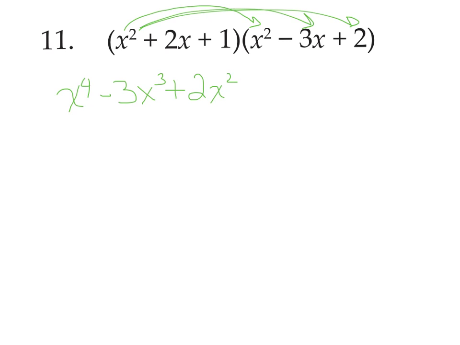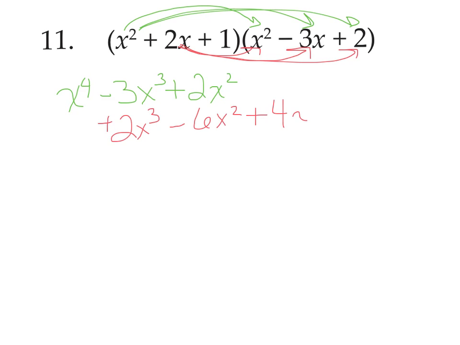And then we'll distribute this 2x. 2x times x squared is 2x cubed. And if you're lining them up vertically, it is helpful to have the positive there. 2x times negative 3x is negative 6x squared. 2x times 2 is 4x.